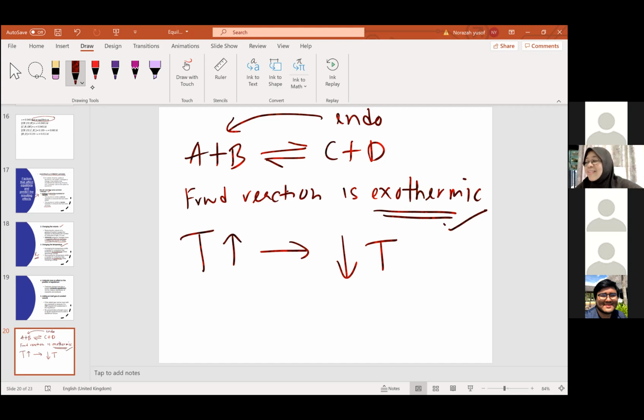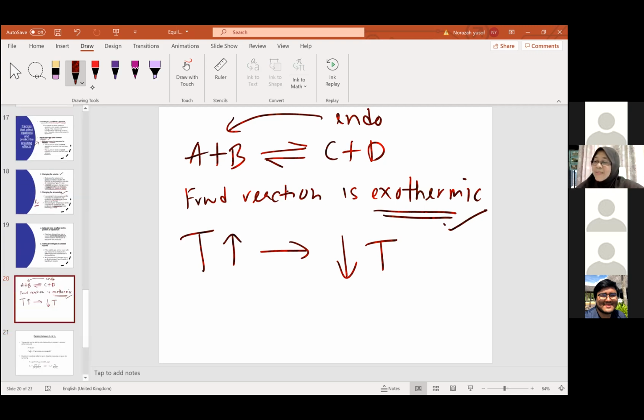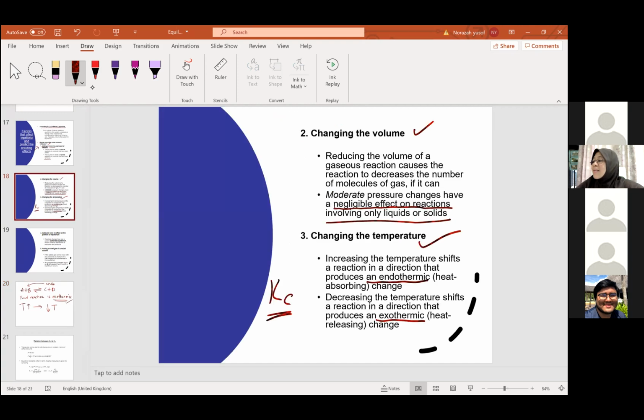Okay. Do I need to repeat? No. Okay, so you're okay with this? So this is very important. When you are deciding whether the equilibrium will be shifted to the right or to the left, based on whether you are heating the reaction or reducing the heat of the reaction, you cannot just decide, but you have to look at the original exothermic or endothermic condition.